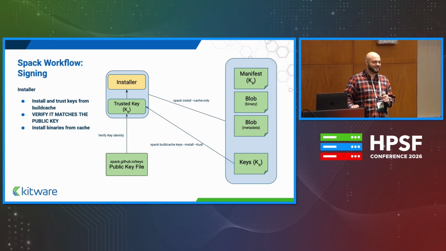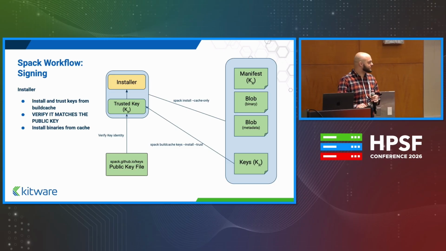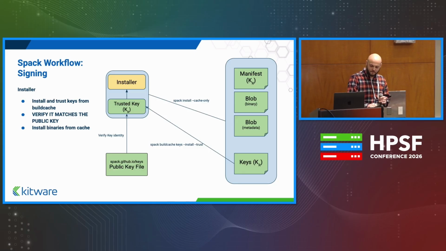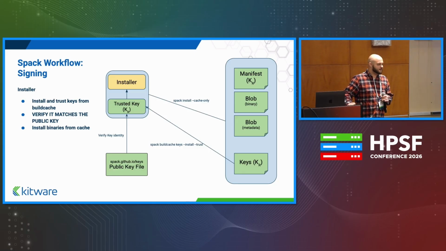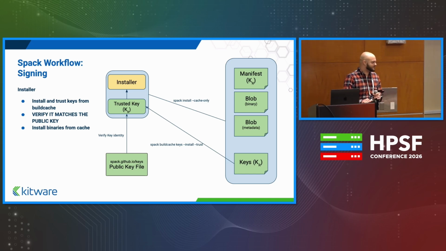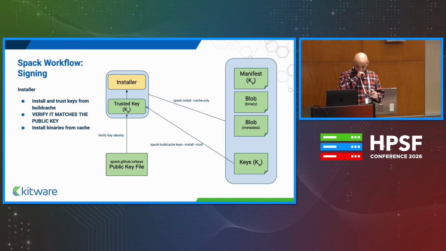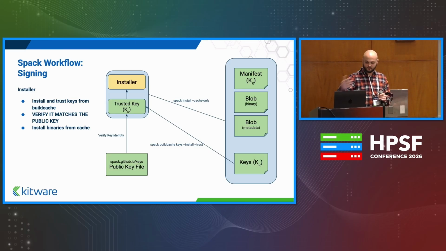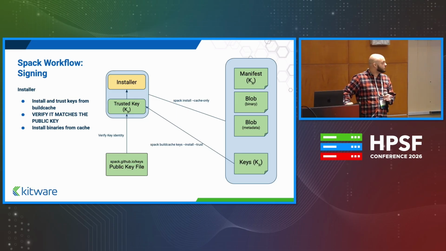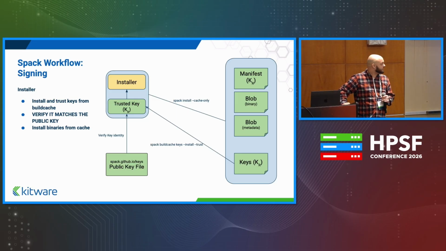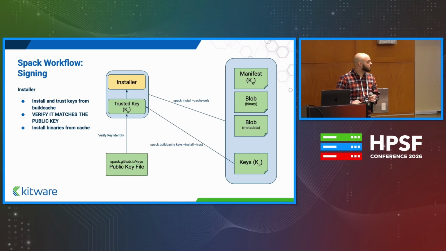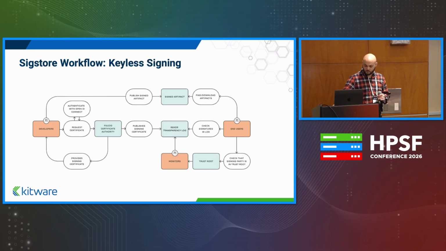I just want to say that again. I think more people need to do this. I don't know if everybody knows that we have this public key file you can check to make sure the identities match. Please do that. It's a very, very important step to make the signing meaningful. But here, yes, you download the keys from the cache, you verify your identity, and Spack will verify that the manifests are correct, and we will install the software.